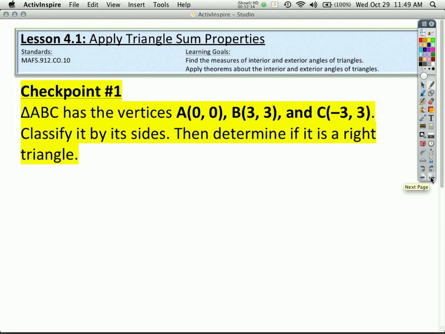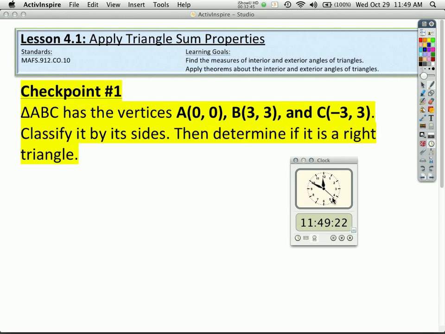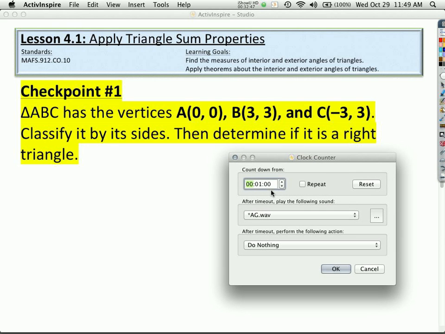Checkpoint number 1. Triangle ABC has these vertices. Classify it by its sides and then tell me whether it's a right triangle. You got 3 minutes.